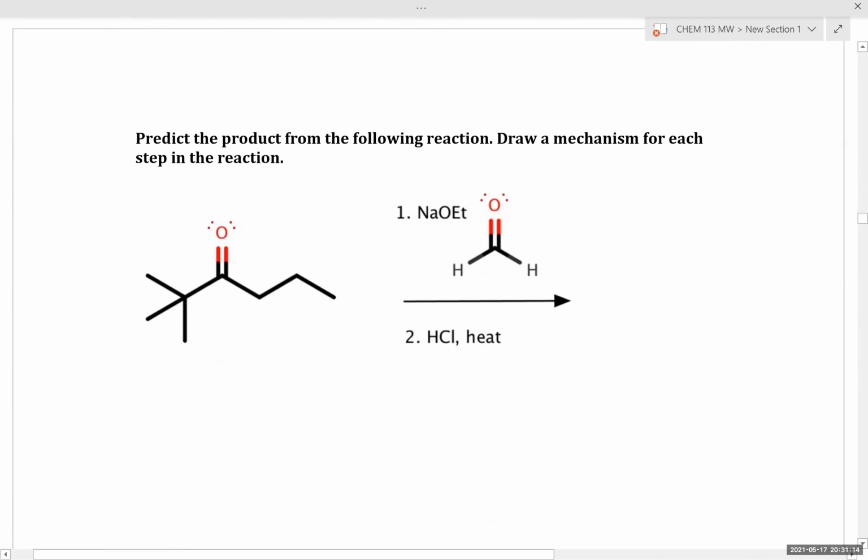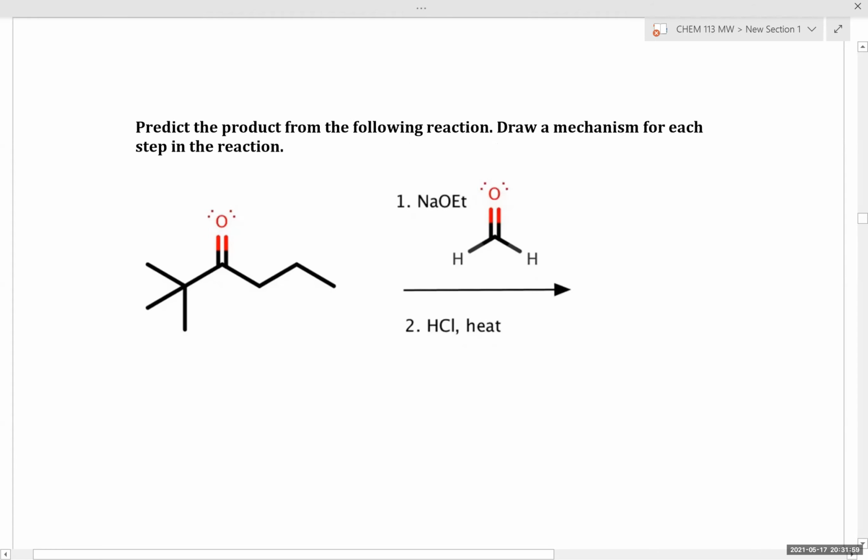Okay, so let's try to apply what we've learned here, and let's try to predict the product from the following reaction and draw a mechanism for each step in the reaction. So in this case, we're treating this ketone with sodium ethoxide and formaldehyde. And what trick are we using in this case to ensure that we only get a single product? What trick are we using here? Does formaldehyde have any enolizable protons? Can formaldehyde form an enolate? No, exactly right.